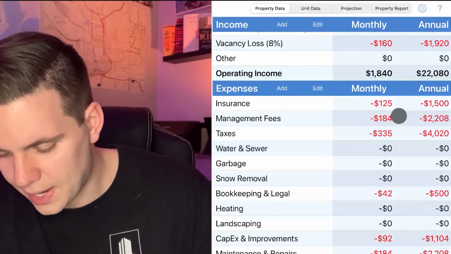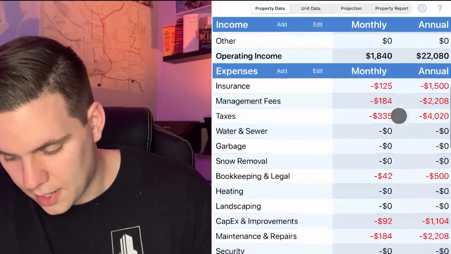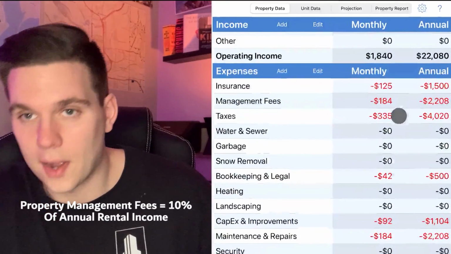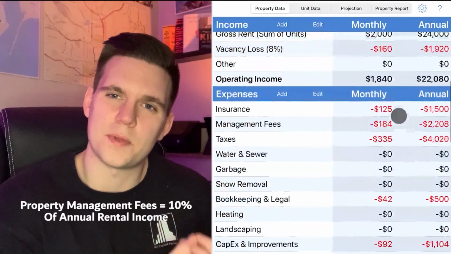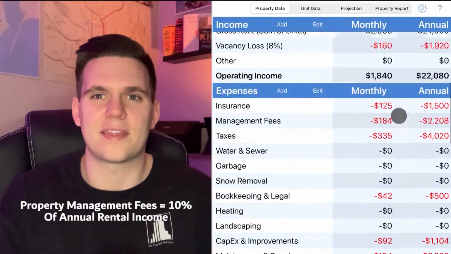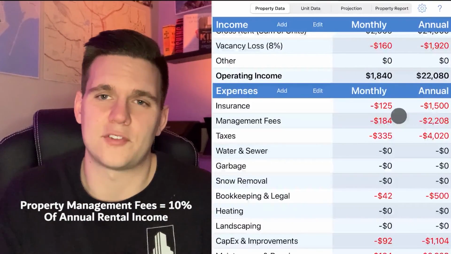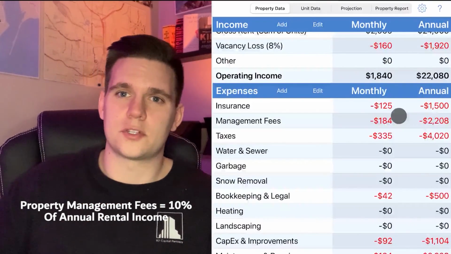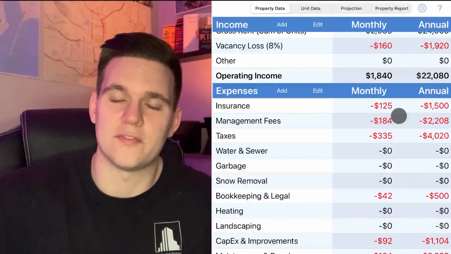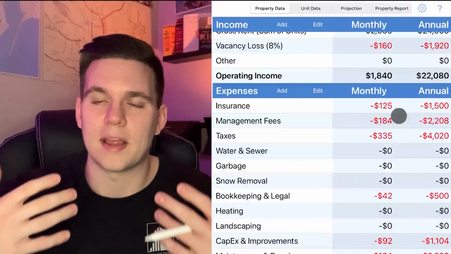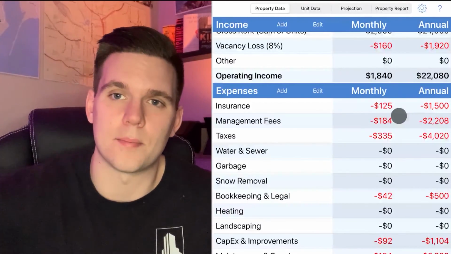Next is management fees. I keep management fees at 10% no matter what. I know this is a common debate in the real estate community, especially for people just starting out, who think that by managing the properties themselves they're saving money and don't have to account for it. The truth is, there's going to be time and energy spent, and you have to value your time. You need to put a number on it.